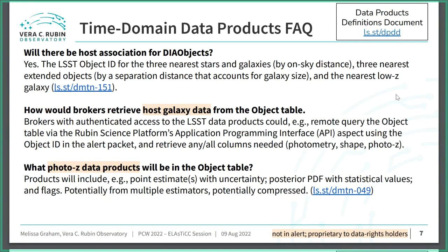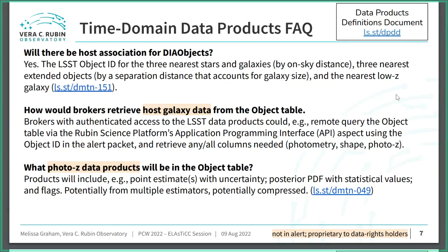Okay. So it won't be in the alerts. PhotoZs don't go in the alert packet. So we'll just jump around our FAQs. The photometric redshift goes in the object catalog, which is proprietary, so we can't put the PhotoZ in the alert packet. But what will go in the alert packet is some host association. Let me first draw your attention to the first FAQ about host association.